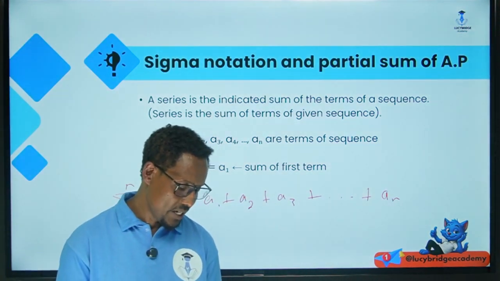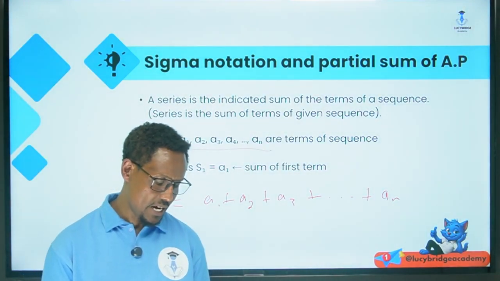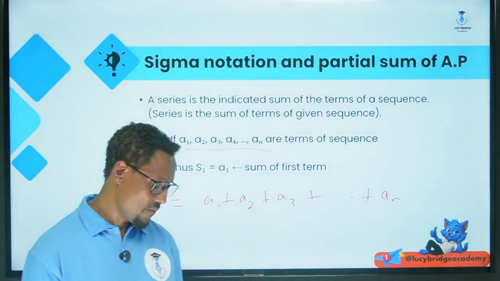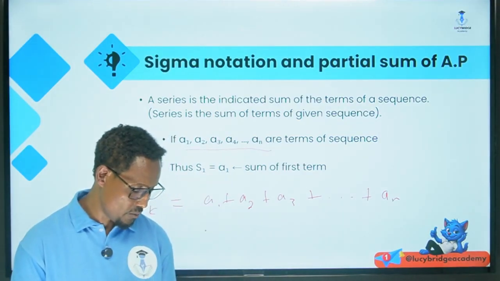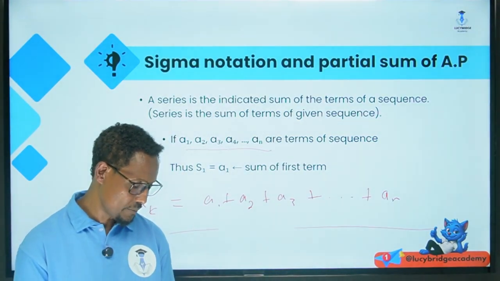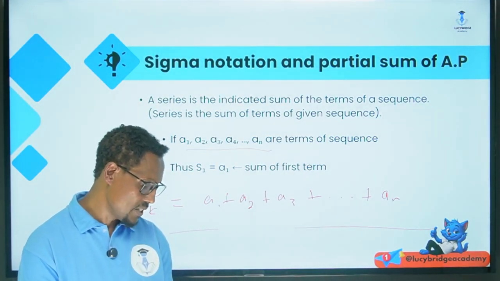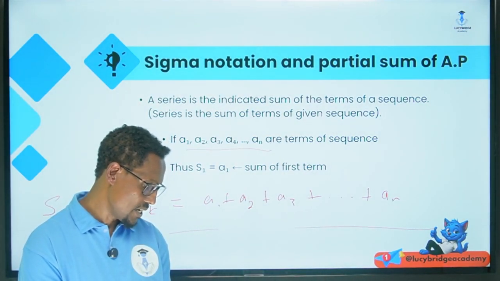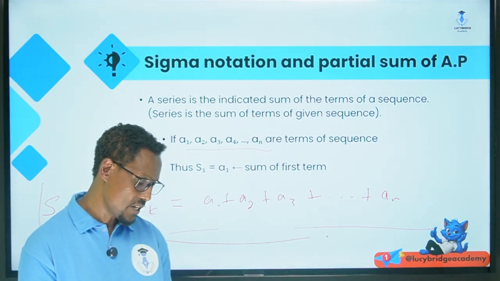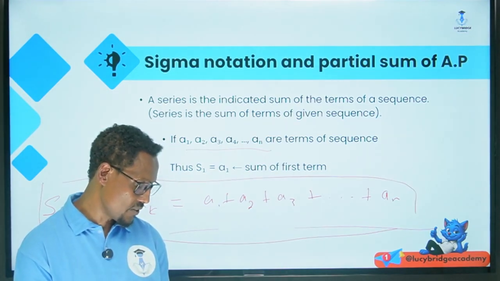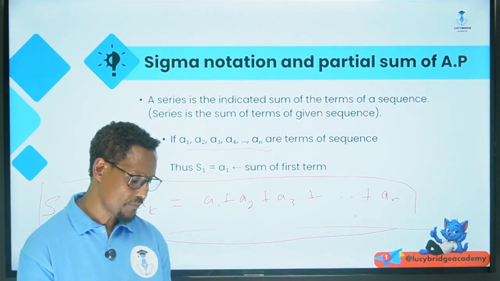Yes, if A1, A2, A3, A4 up to AN are terms of a sequence, therefore the sum of the first n terms of a sequence looks like this one, right? And what about S1? S1 means the sum of the first term. Okay, this is Sn, all right? Sn, the general one, the sum of the first n terms of an arithmetic sequence.